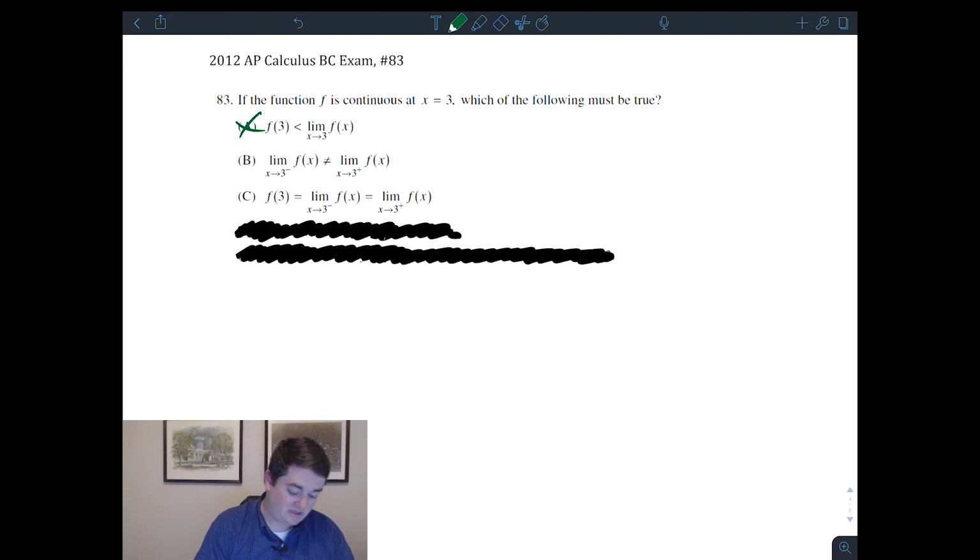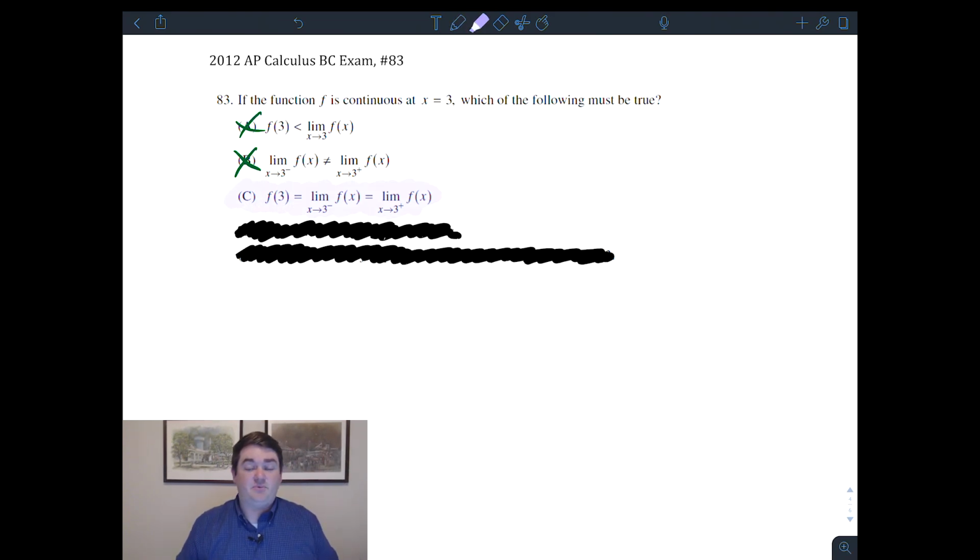And C, f of 3 equals the limit as x approaches 3 from the left equals the limit as x approaches 3 from the right. There we go. In order to be continuous, the function has to exist, the limit has to exist, and they have to be equal. So C is our answer.